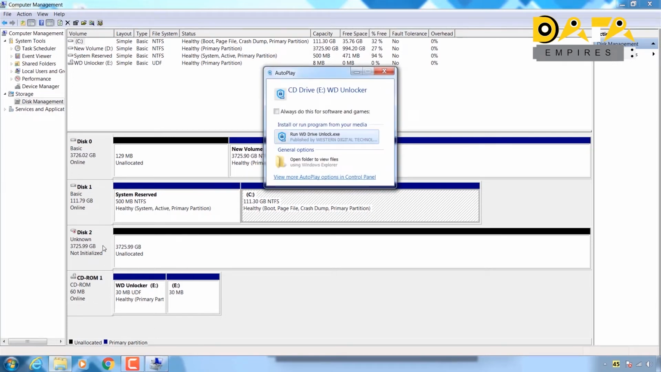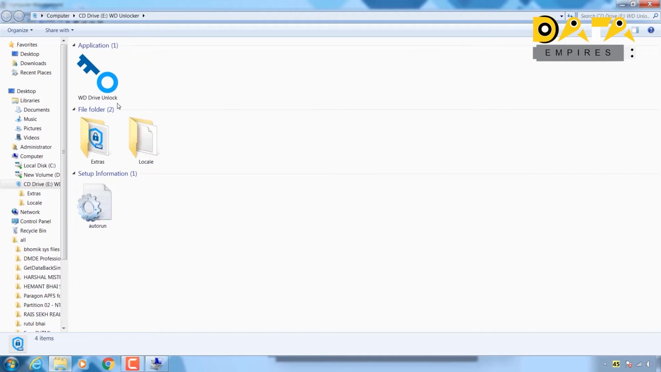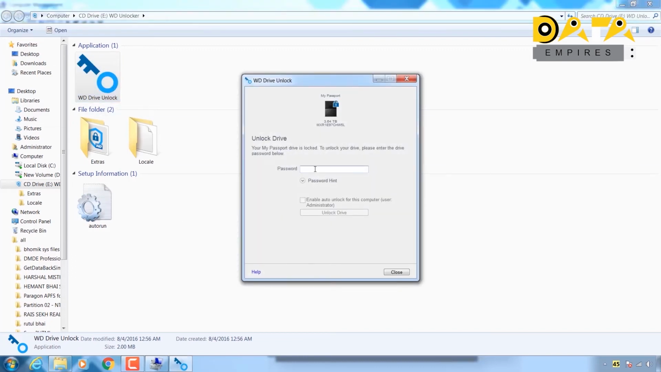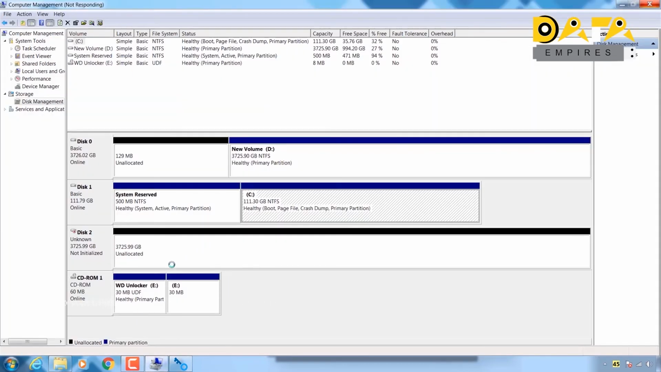Here, we can see this 4TB hard disk in disk management. As we know the password, we try to do data recovery by directly unlocking the hard disk. The hard disk is now unlocked. And our system is also hung. Also, in disk management, the cursor is showing the processing symbol.